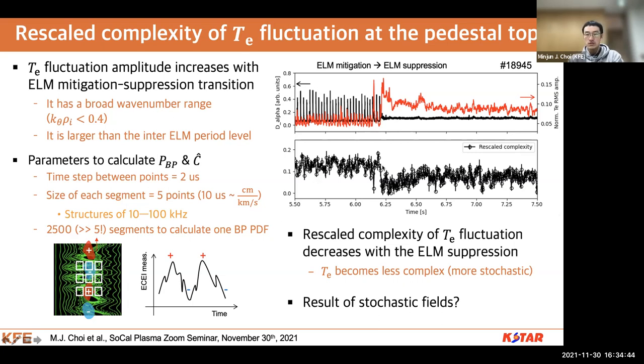Okay, so this is the result. As you can see here, the rescaled complexity decreased significantly with the LM suppression transition, and the reduced complexity means that the T fluctuation becomes less complex or more stochastic. So we may ask if this result is due to the stochastic field or other effects. So we did some comparisons.